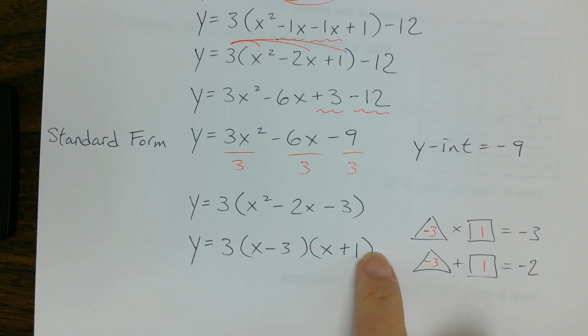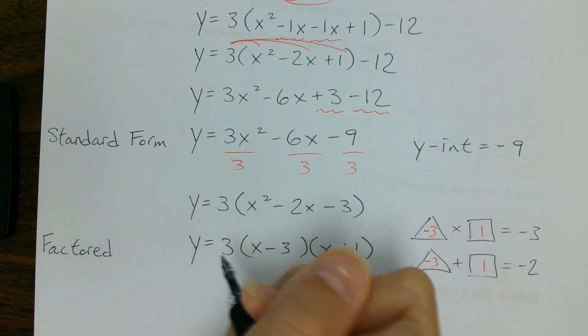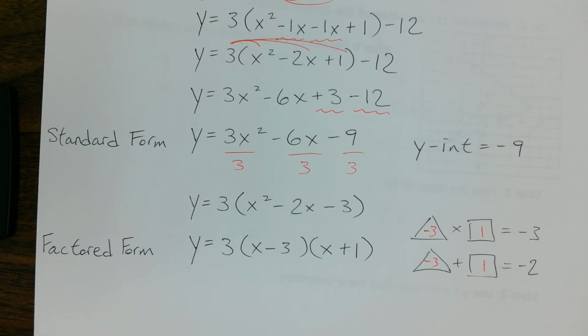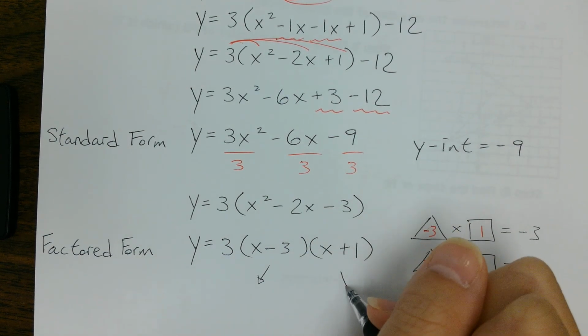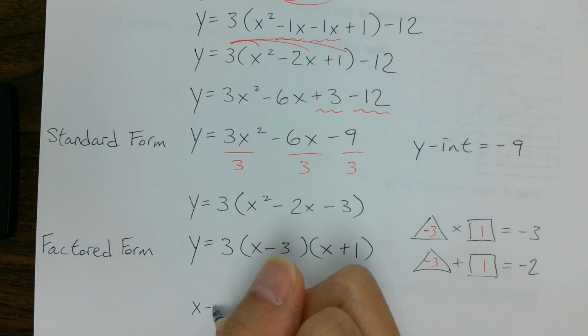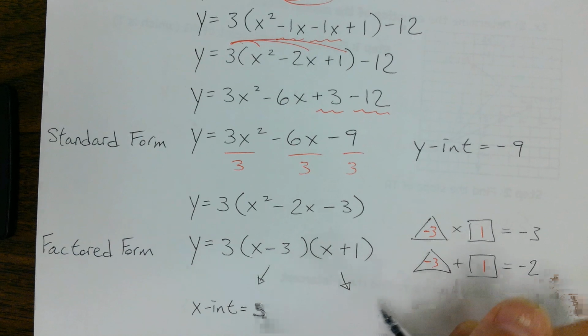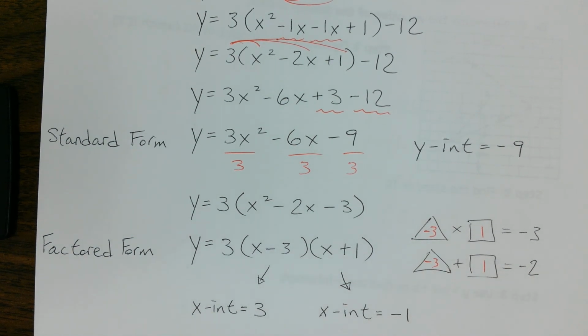What is this format called? We just did it yesterday. Factored form. And what does factored form tell us? We just did 2 examples. My x-intercepts. So my x-intercept, in this case, is 3. And my second x-intercept, negative 1.